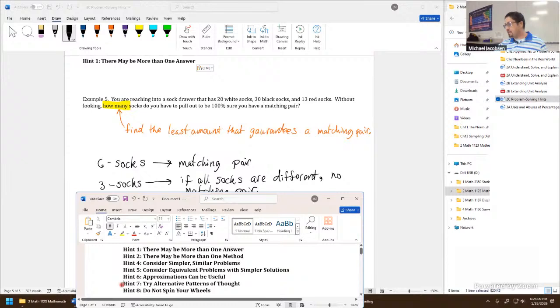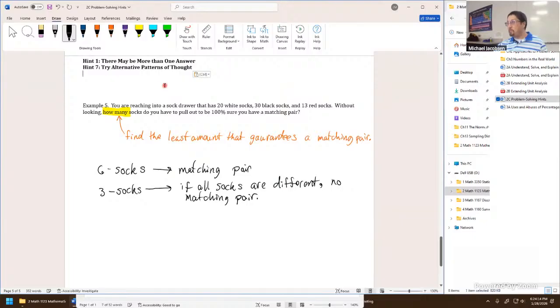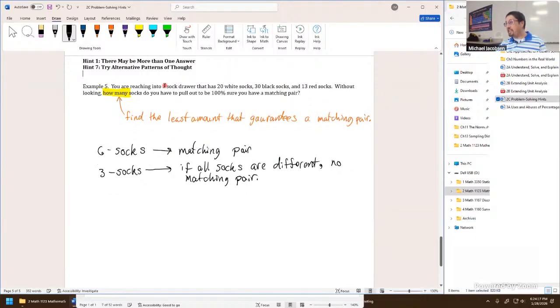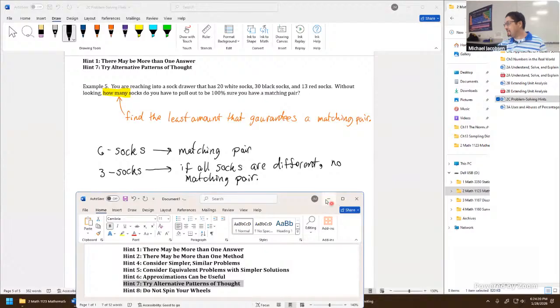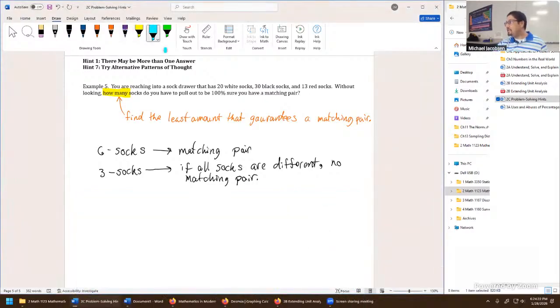Maybe this one, alternative patterns of thought. It's hard to say exactly what we'd have meant by that hint, but this is definitely a weird math problem in a certain sense. Here's the idea behind it. It didn't actually matter so much how many white socks there were, black socks or red socks. What actually matters the most is, well, there's more than two for each one of them, so you can actually get a pair, but also there are k equals 3 types of socks.